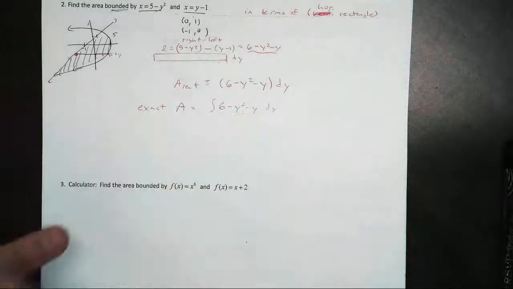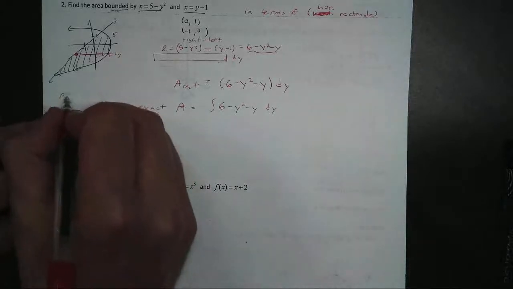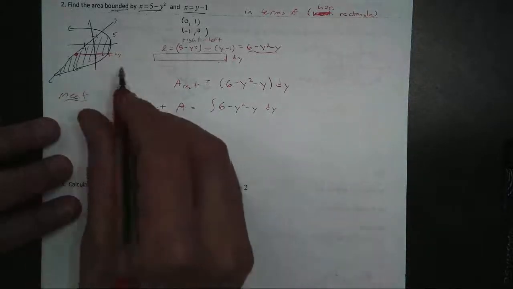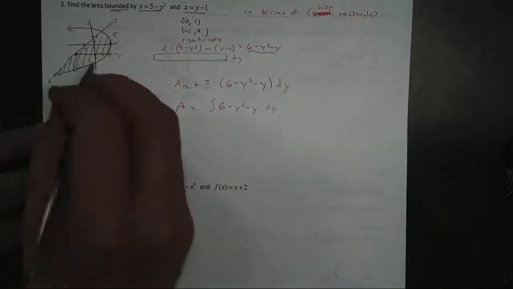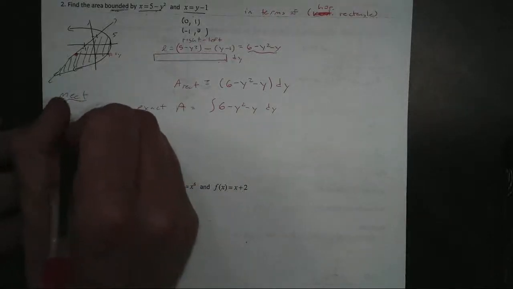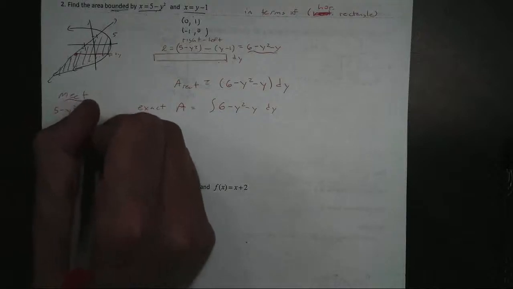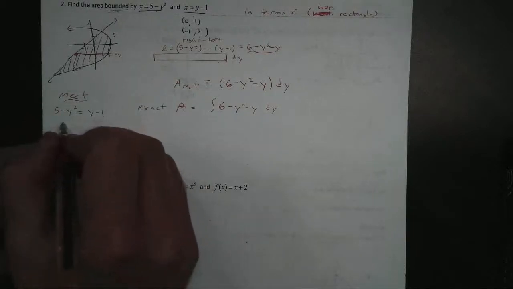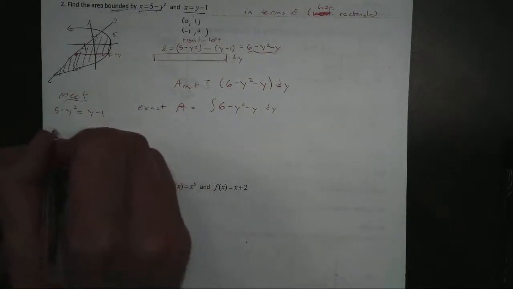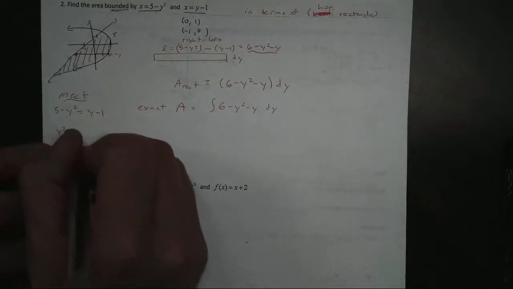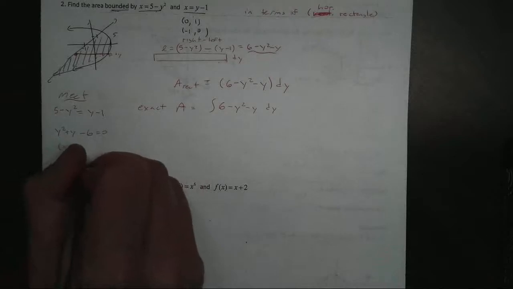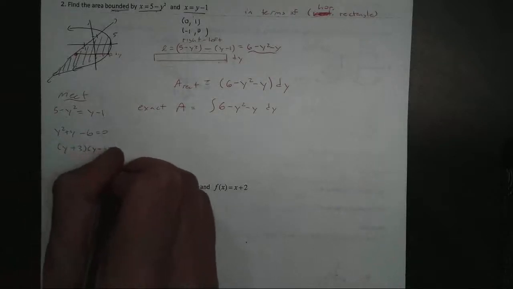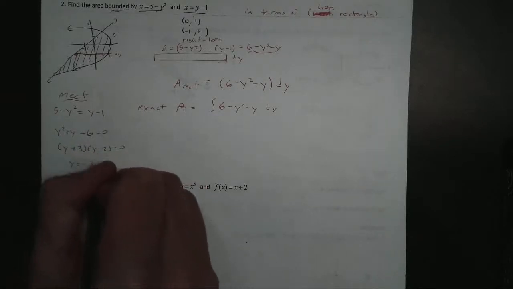Now notice I don't have the domain yet, so I do have to find out where they meet. But remember, we're in terms of y this time, so be very careful. So to do that, I'm going to take 5 minus y squared equal to y minus 1 and find out where they meet. Putting the y squared over, I get y squared plus y minus 6 equals 0. Factor: y plus 3, y minus 2, I get negative 3 and 2.